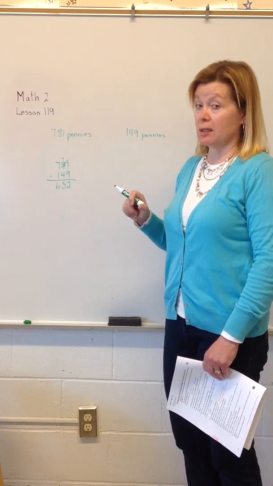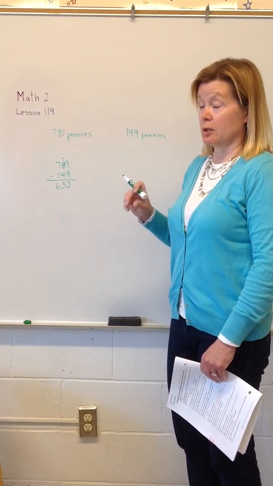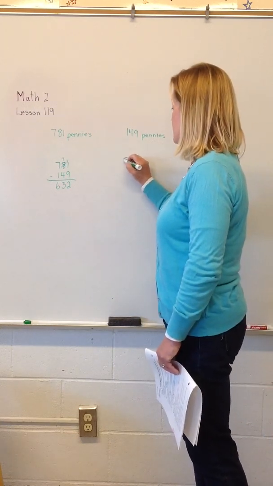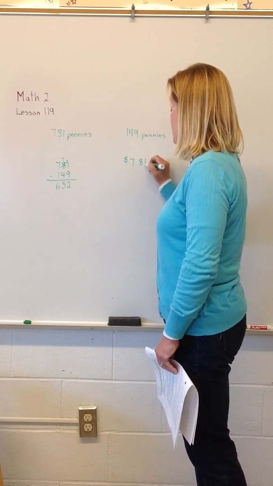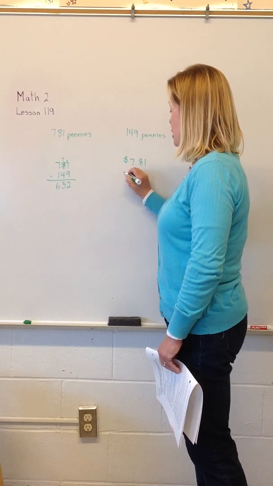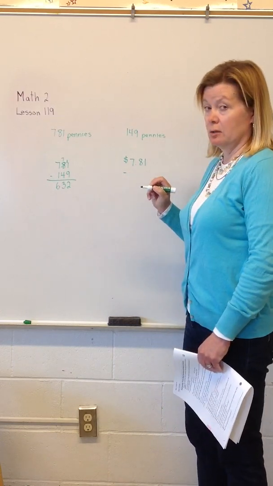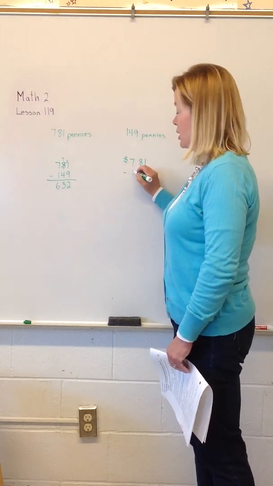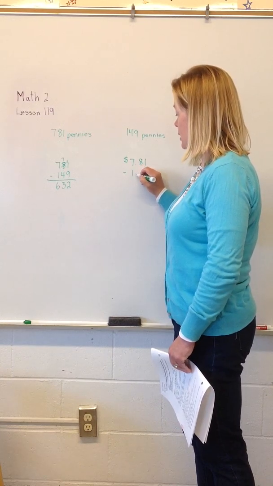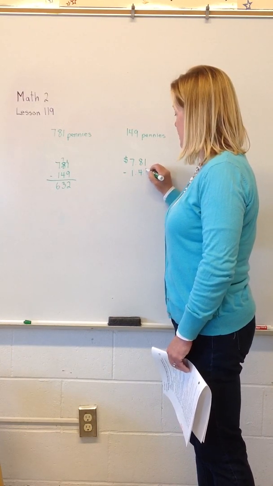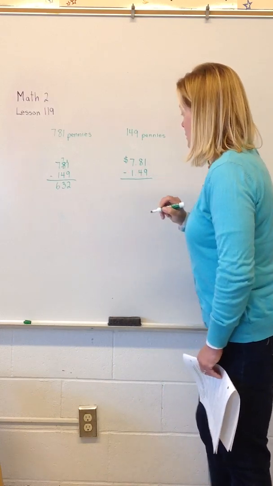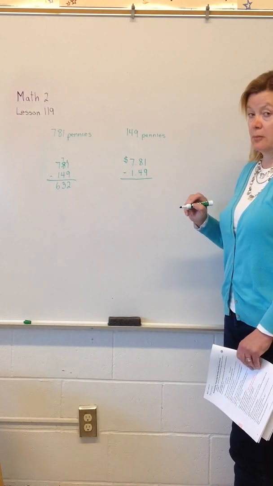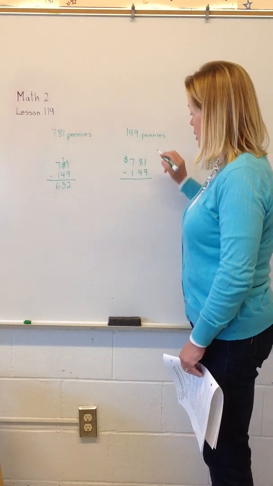Don't forget your dollar sign for $7.81. And your decimal. Then right underneath that, you're doing your subtraction symbol. And then write 149 pennies as $1.49. You ready? Here we go.